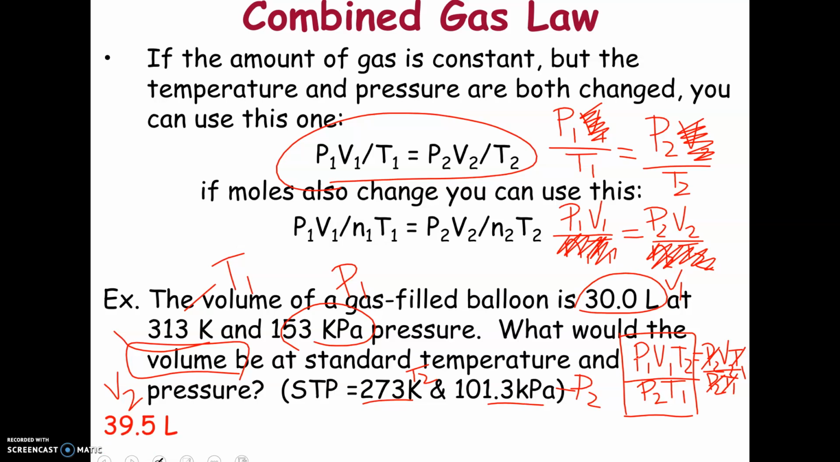And when we do that, we will get 39.5 liters, and we're going to round to 3 significant digits because our original numbers here have 3 significant digits. So that's the combined gas law. Next time we have 2 laws left. One is Dalton's law of partial pressures, and then our very last one is the ideal gas law. So in our last lecture, we'll go through those.